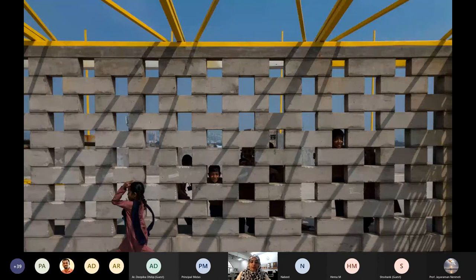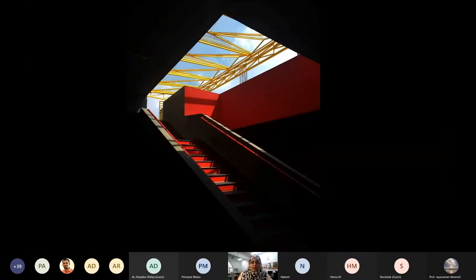What's different about the school is the kids are allowed to write on the walls. This is probably not allowed in any school, but in this school, because we didn't paint the walls, they're allowed to write on the walls and they can easily just dust it off. And it would not cause any damage.